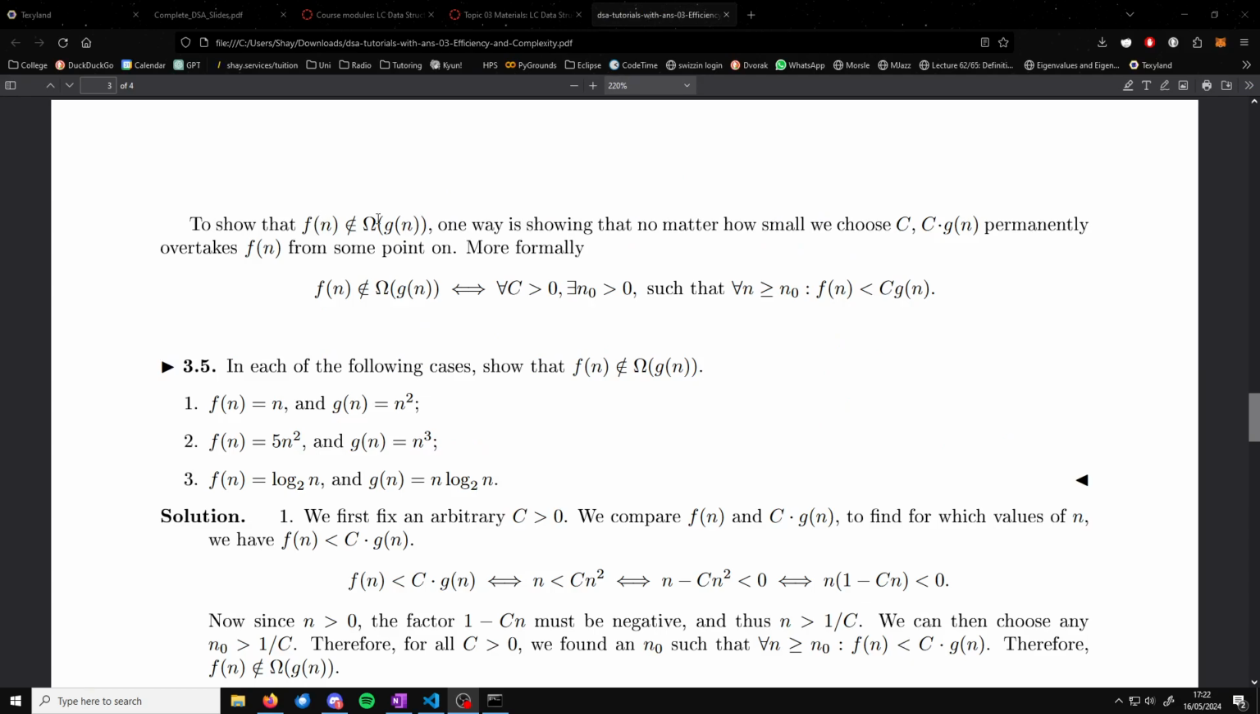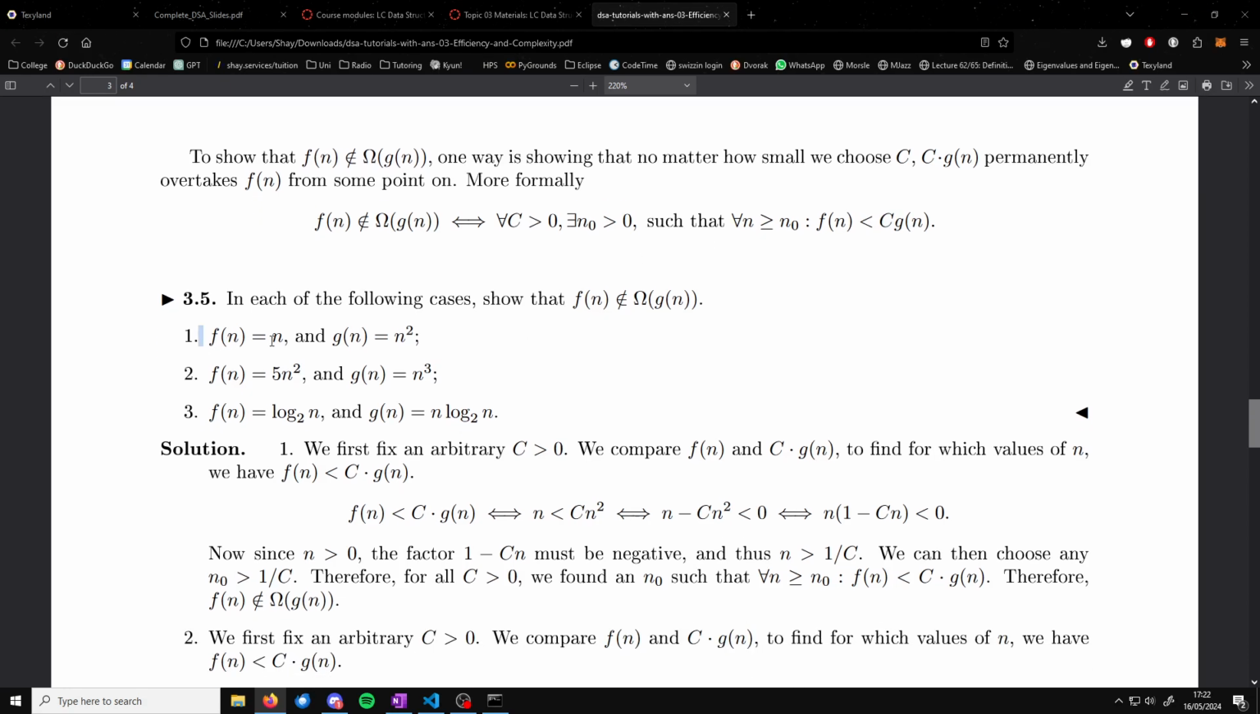So yeah, so it shows that f of n is not in omega of g of n. We can show that no matter how small we choose our constant c, c times g of n will always permanently overtake f of n from some point. So f of n is not in omega of g of n if and only if, for all values of c greater than 0 and there exists some n0 greater than 0, where for all values of n greater than n0, f of n is less than c of g of n.